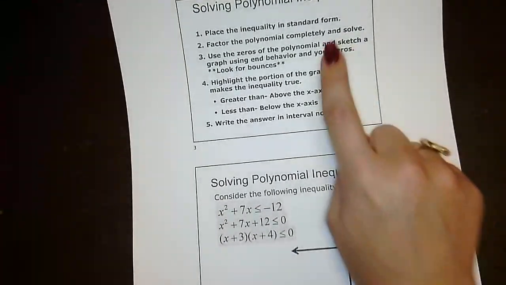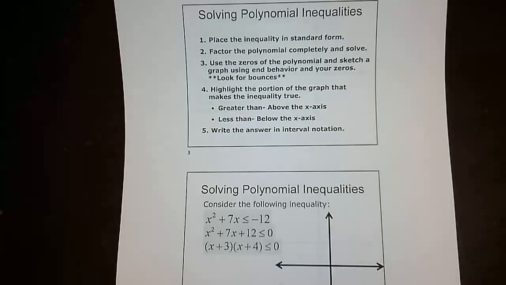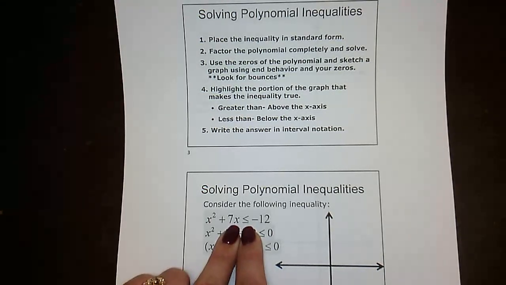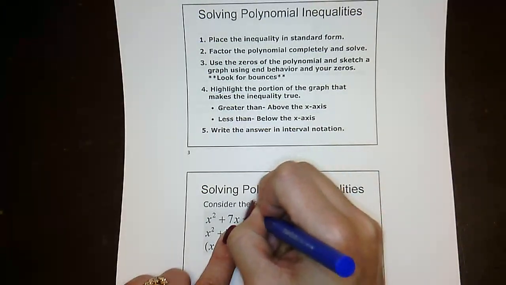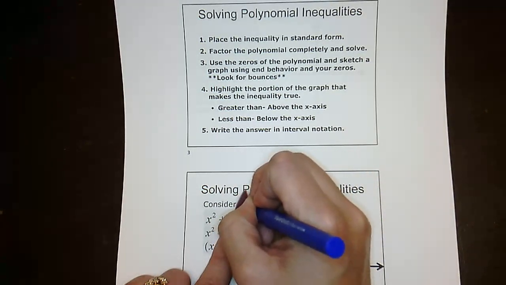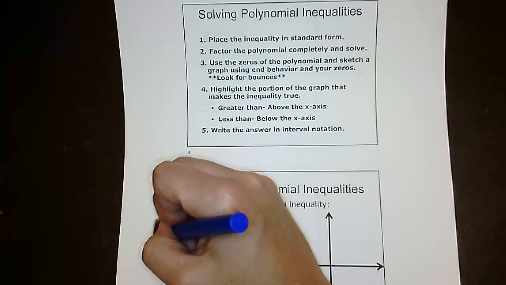So up here are some steps to go through to help you along. And so we're going to go through this first example. It says place the inequality in standard form. So right now it's less than or equal to negative 12. I need to move this negative 12 over. So to move it over and make it positive. And that's how we get this. So this is the function in standard form.